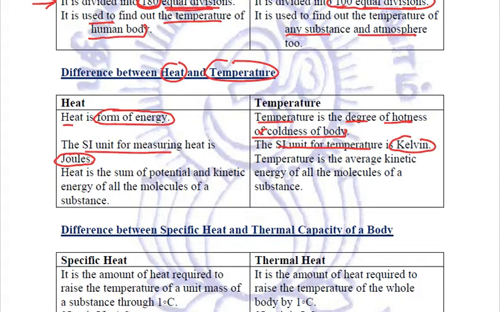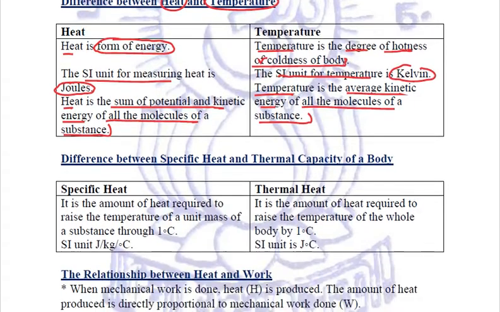Next difference is that heat is the sum of potential and kinetic energy of all the molecules of a substance, whereas temperature is the average kinetic energy of all the molecules of a substance. So these are a few basic differences between heat as well as temperature.